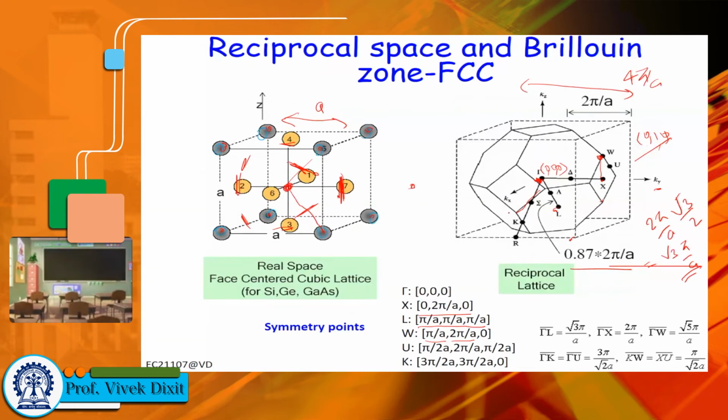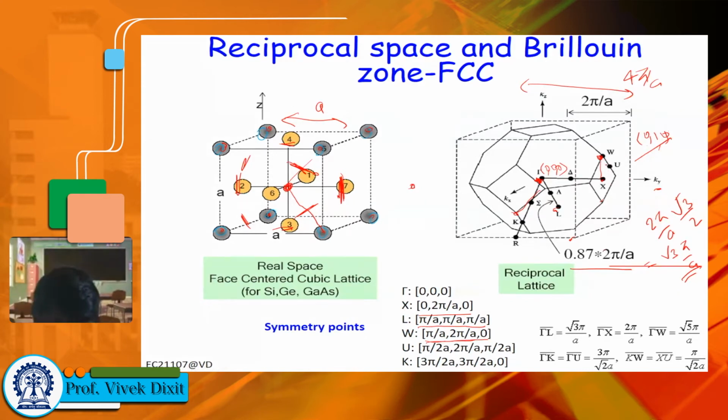This bottom will also be W. This will also be W, right? So this is 2 pi by a, and this is plus pi by a. This is minus pi by a, right? So basically, you can get equivalent wave vectors corresponding to these intersection points of the planes.